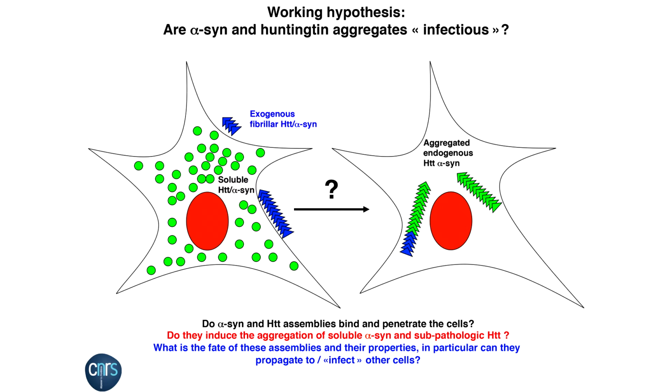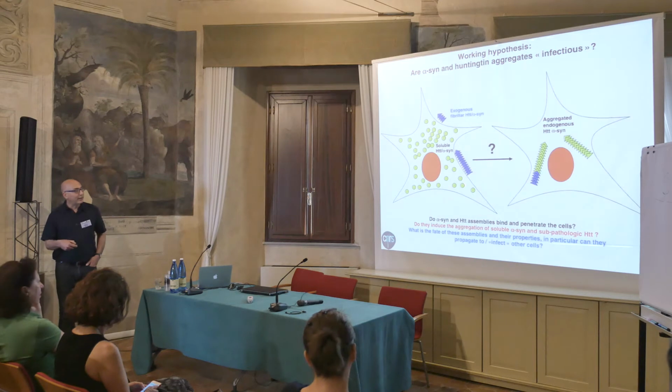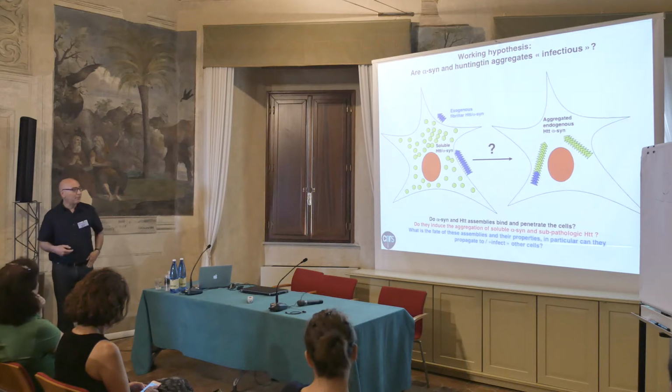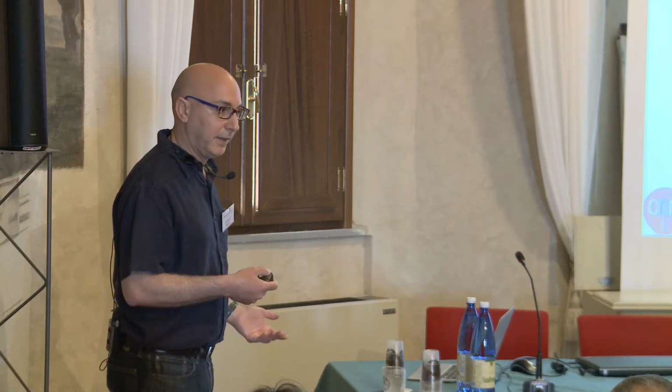They are basic. Do these assemblies bind to the cells, which are represented here? After they bind, do they penetrate the cell? If they penetrate, do they induce the aggregation of the endogenous protein in such a way that they amplify? And if they do so, can they propagate? What is their fate?